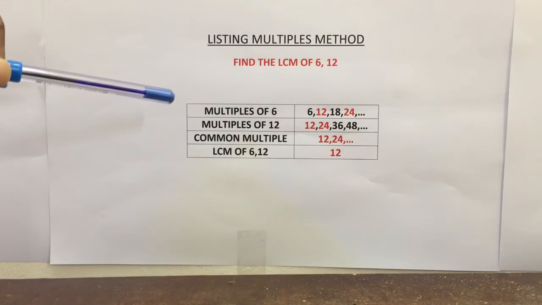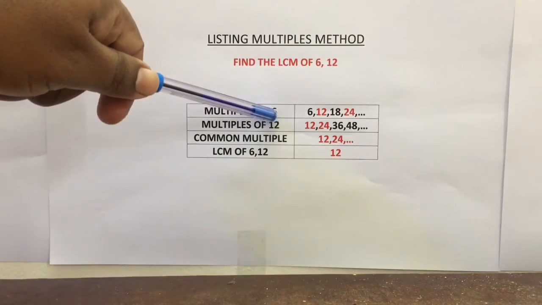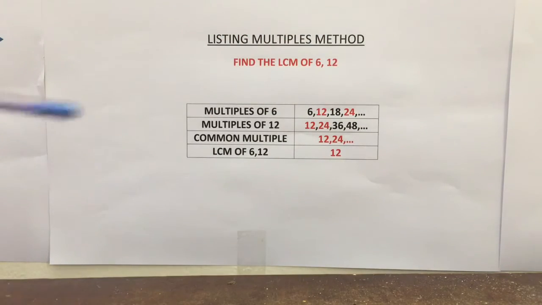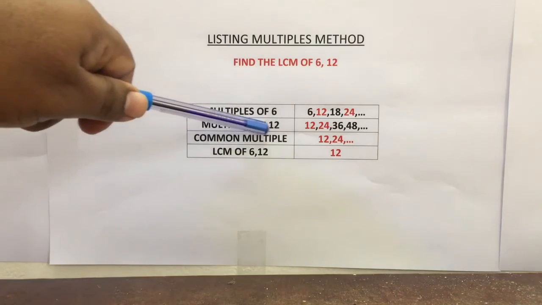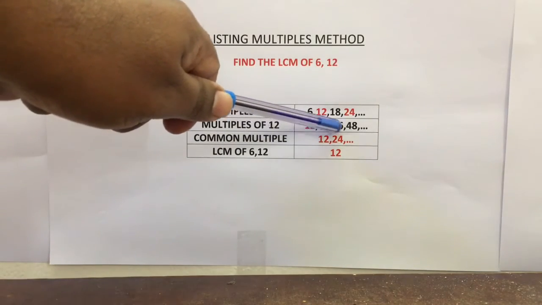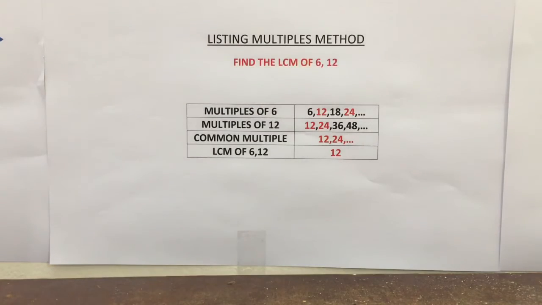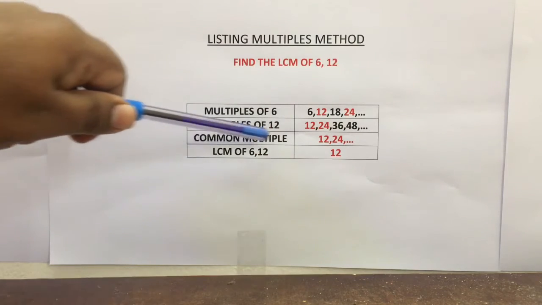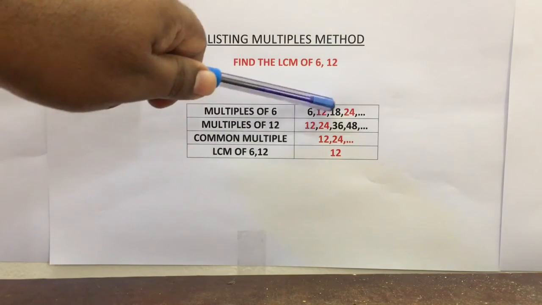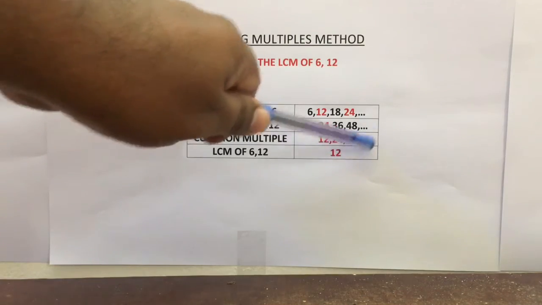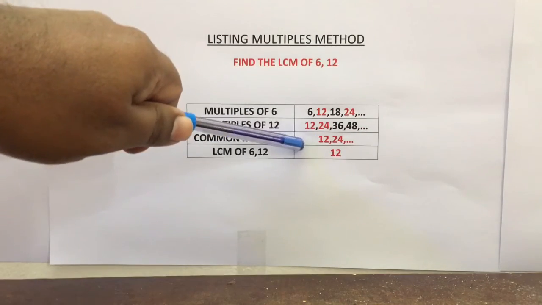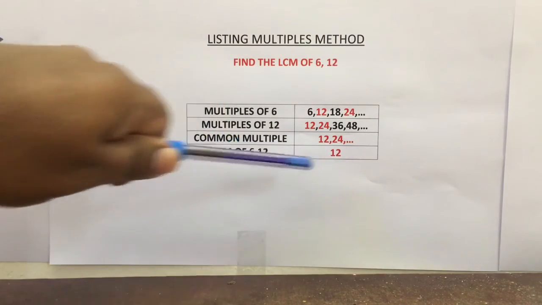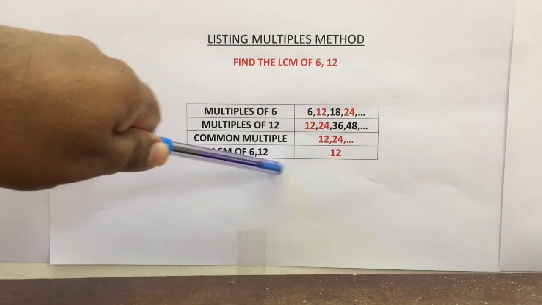First we are going to list out the multiples of 6, that is 6, 12, 18, 24, and so on. Next we list out the multiples of 12, that is 12, 24, 36, 48, and so on. Now from the two multiples lists, you can list out the common multiples. Which are the common multiples? 12, 24, and so on. So from the common multiple list, you can select the least common multiple, that is 12. So the LCM of 6 and 12 is 12.